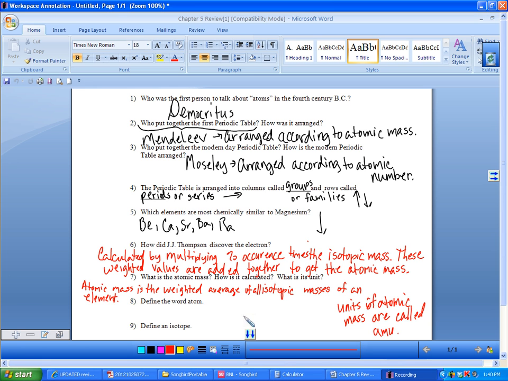All right. The next one says to define the word atom, and I said that an atom is the smallest particle that still maintains all properties of the element.